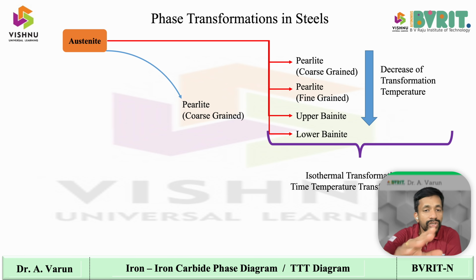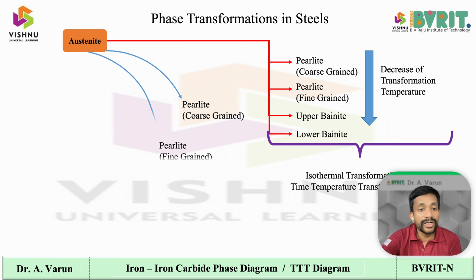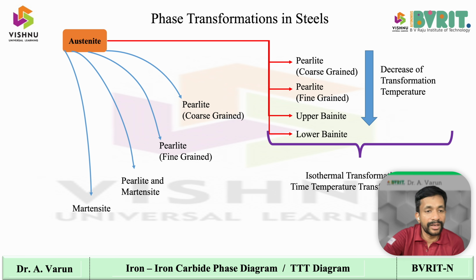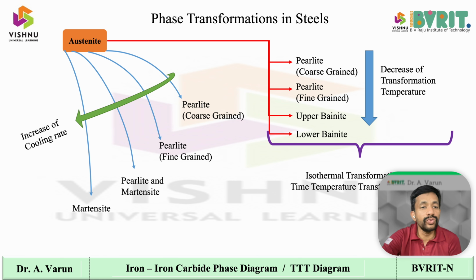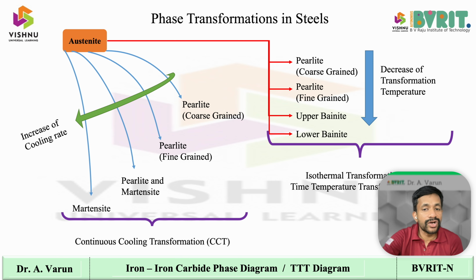But this is not the true one, because you are trying to cool the structure and then try to get the different transformations, which is very difficult. But what if I get coarse pearlite, fine pearlite, martensite, and pearlite, with the rate at which it is cooled? That is, if you control the cooling rate, with the increasing cooling rate, then this is possible in industry. So this is called continuous cooling transformation, or CCT.